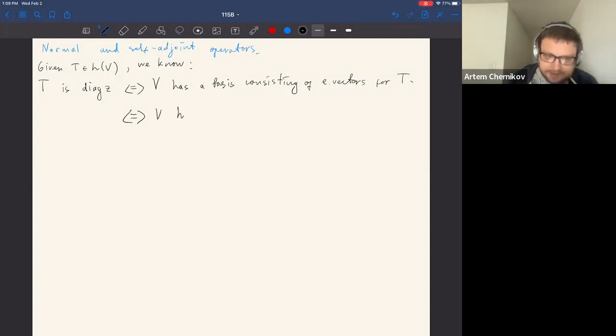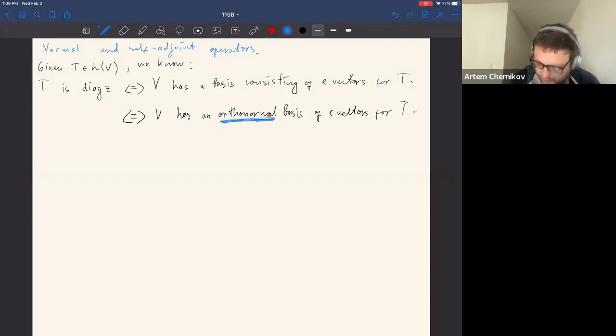So assume that V has an orthonormal basis consisting of eigenvectors for T. Okay, so this is the strengthening of our condition, not just a basis consisting of eigenvectors, but moreover an orthonormal basis consisting of eigenvectors for T. Okay, and what we want to understand is what property of the linear operator T corresponds to it. So T is question mark.